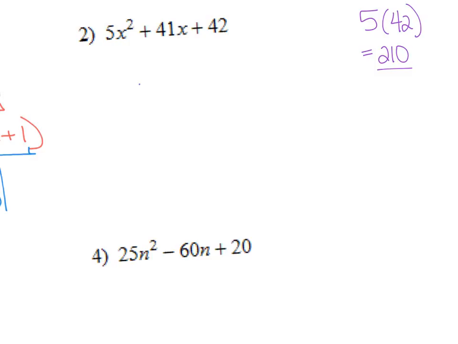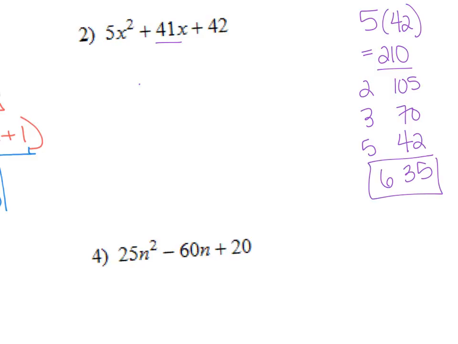Factors of 210. Well, I have 2 and 105. I have 3 and 70. I have 5 and 42, I have 6 and 35. Which ones add up to 41? If I'm looking at it, I only have 6 and 35 that add up to 41. So how I'm going to rewrite this is I'm going to have my 5x squared, plus 35x plus 6x, again, 35x plus 6x equals 41x, and I'll have a plus 42.